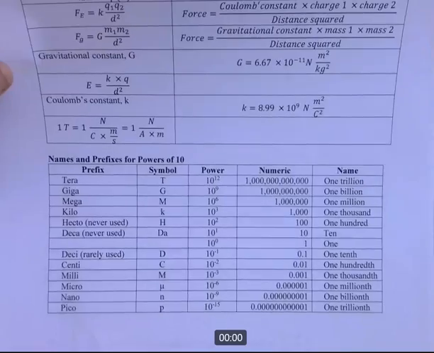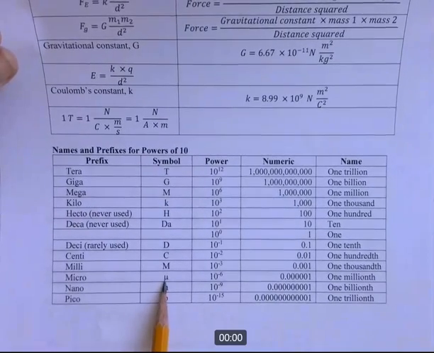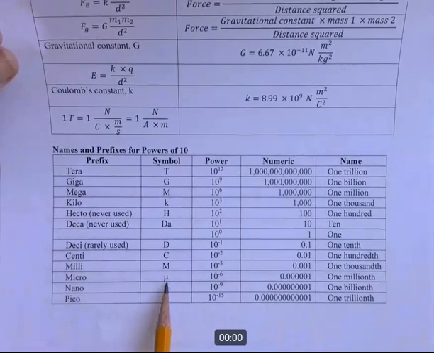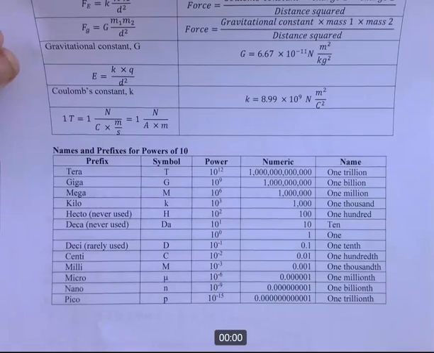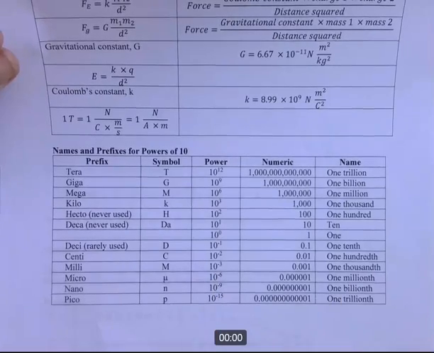The one you see quite a bit in these lessons is this one. It's micro. That's the letter mu, Greek letter mu. It means micro, and it just means 10 to the minus 6th power. So it's 1/1,000,000th of something.